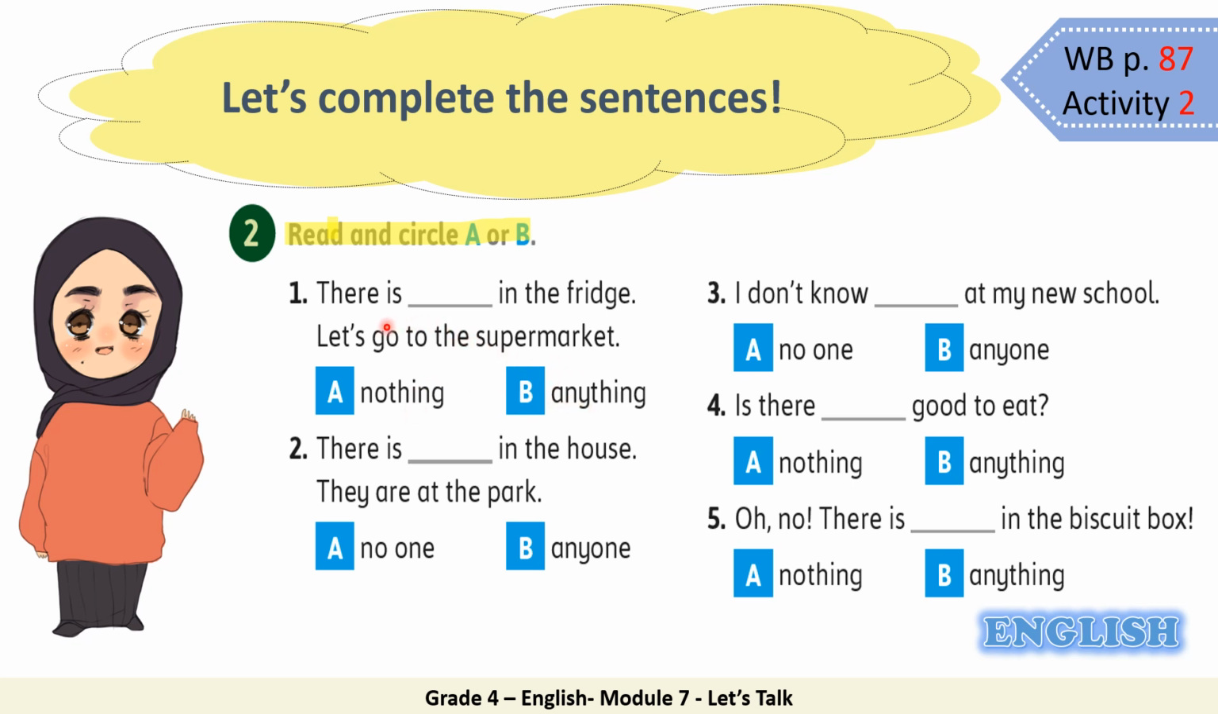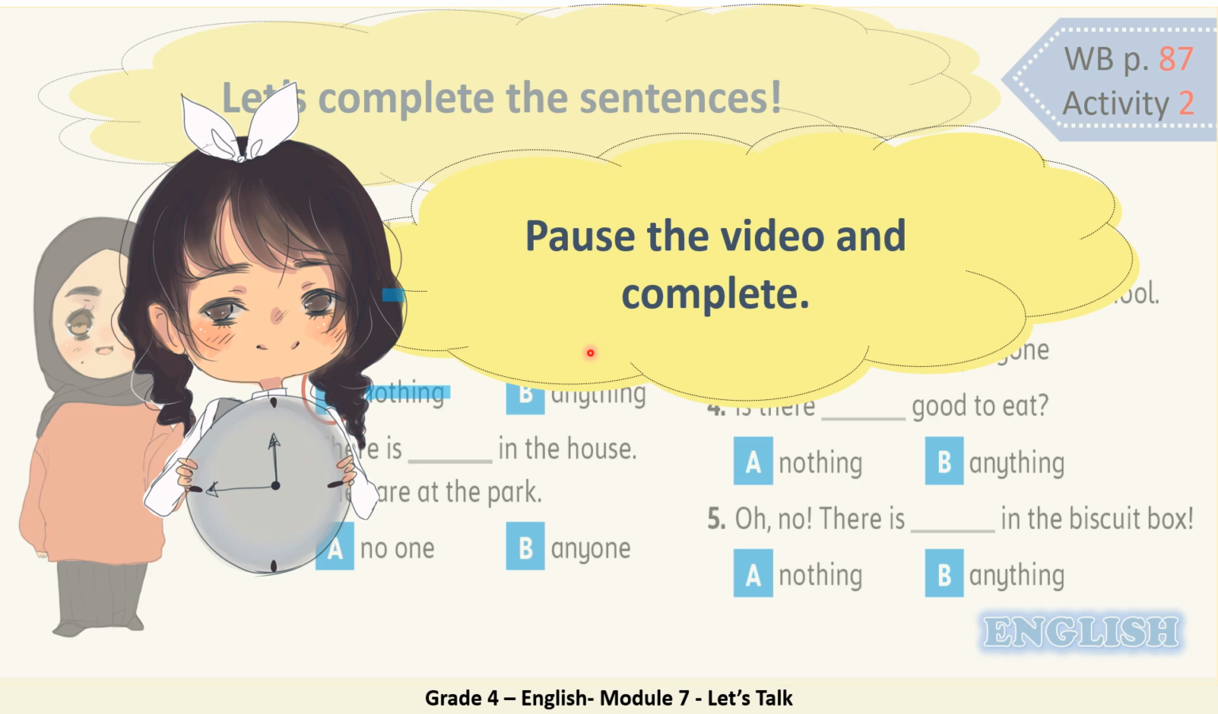Let's look at our sentence here and check the verb. Is it in the affirmative or negative form? You are right. It's in the affirmative form. So my answer would be nothing. Amazing. Let's read the answer together. There is nothing in the fridge. Let's go to the supermarket. Good job. Now, pause the video and complete the rest by yourself.